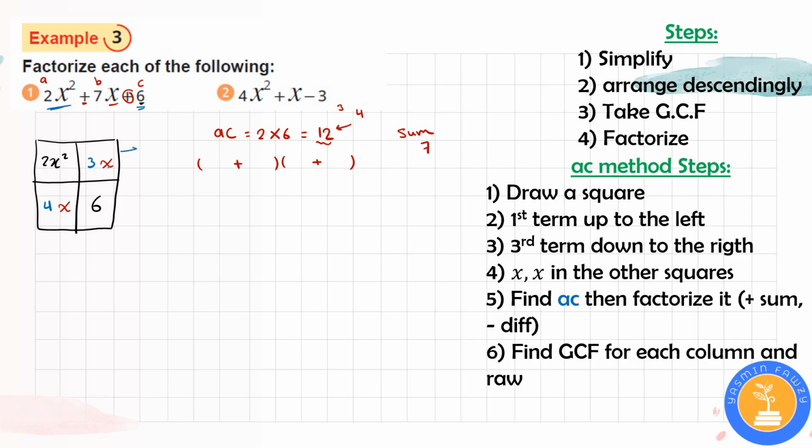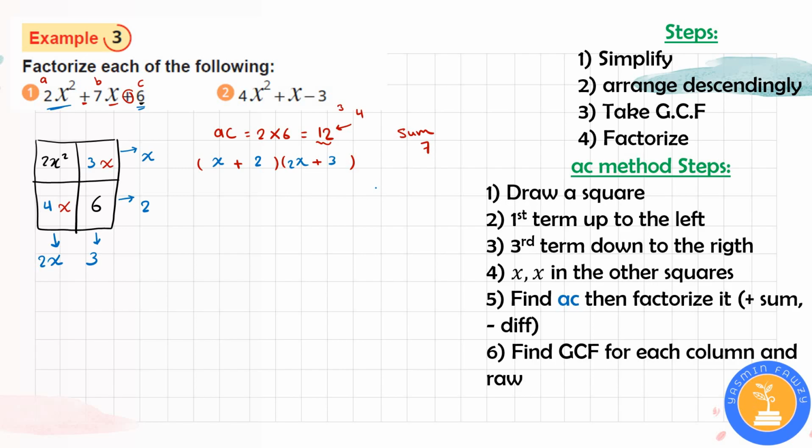Let's see here. What is the GCF of this row? The GCF here will be just x. What is the GCF between these 2 numbers in this row? It will be 2 only. What about this column? This column has 2x as a GCF, and the greatest common factor in this column is only 3. And we have finished. It will be x plus 2 and 2x plus 3.